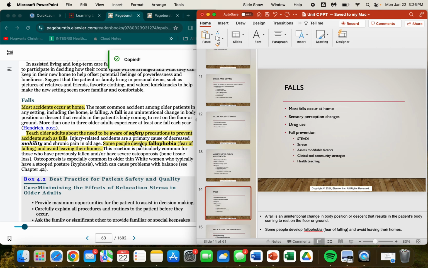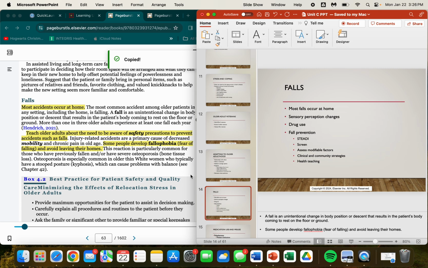Whenever people have fallen in the past or had previous falls, or they start to sense weakness or imbalance when they try to move, people will often develop fallophobia, which often makes it incredibly hard to help your patients transfer from the bed to the chair or from a wheelchair into the bed. A lot of times patients are so afraid of falling that they want to cling to you as the nurse, or whoever's trying to help them up.